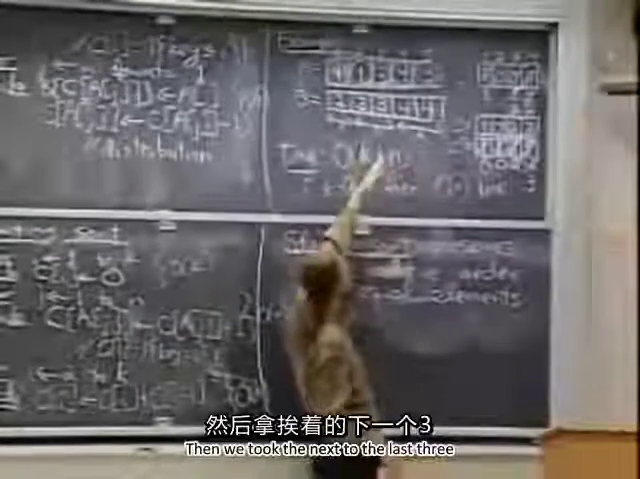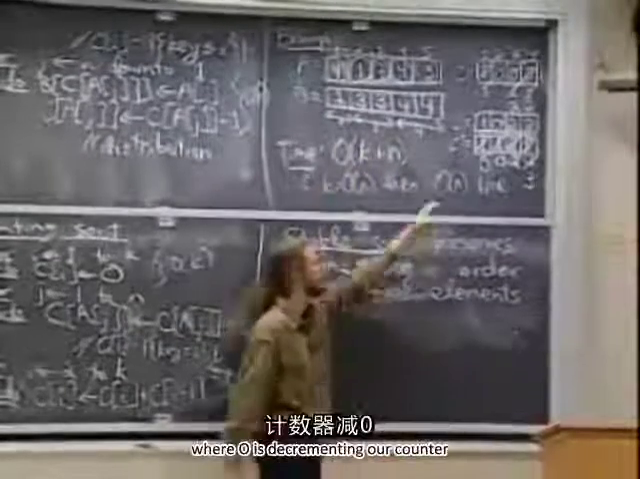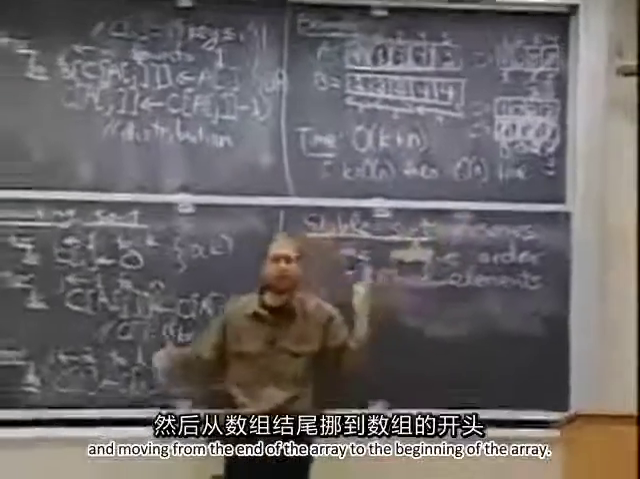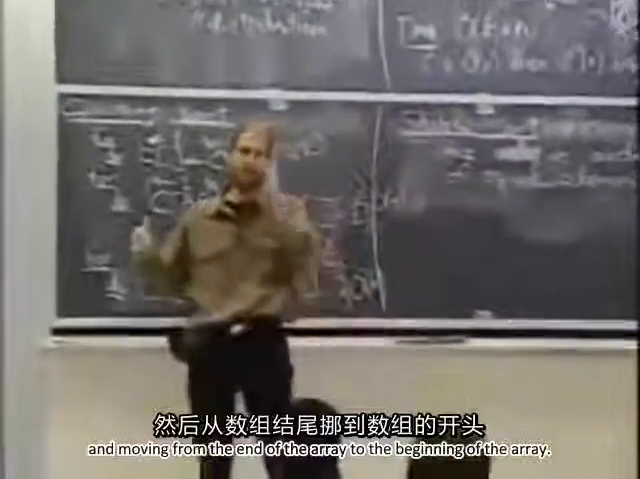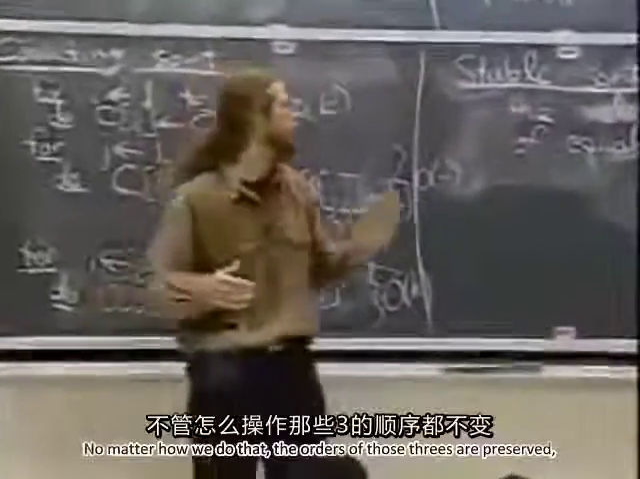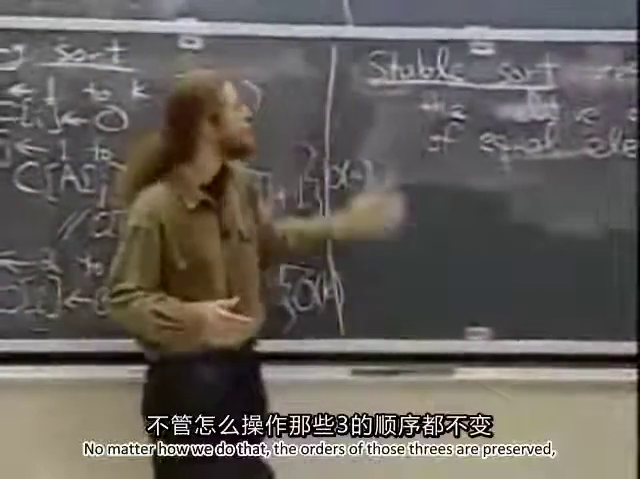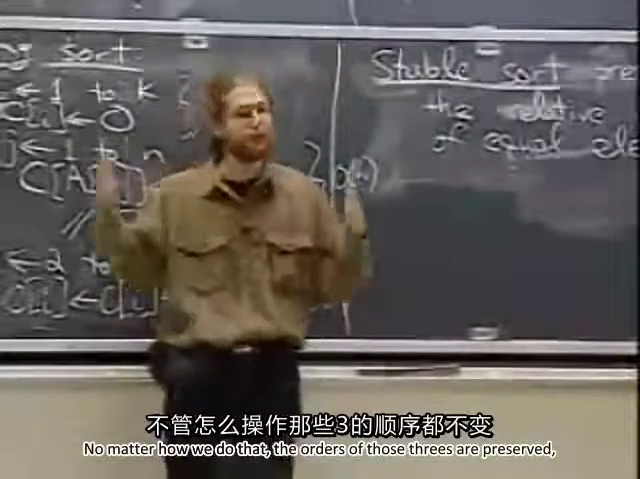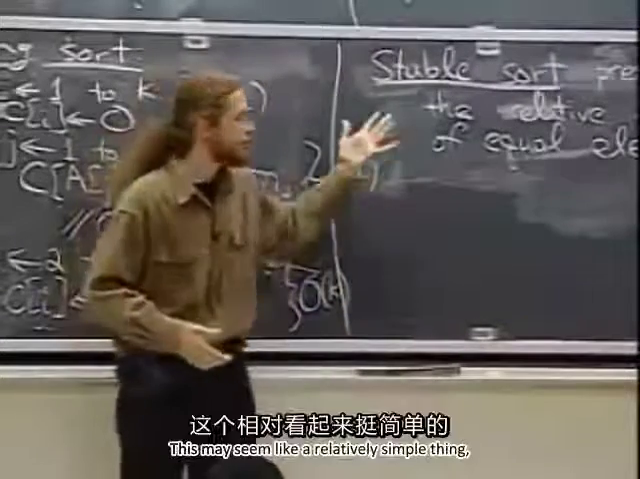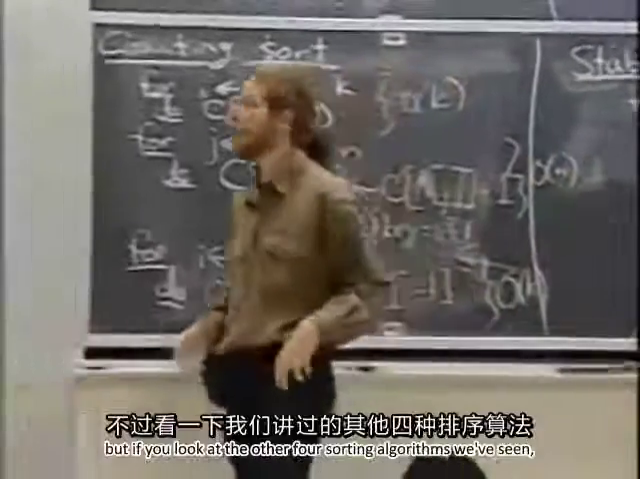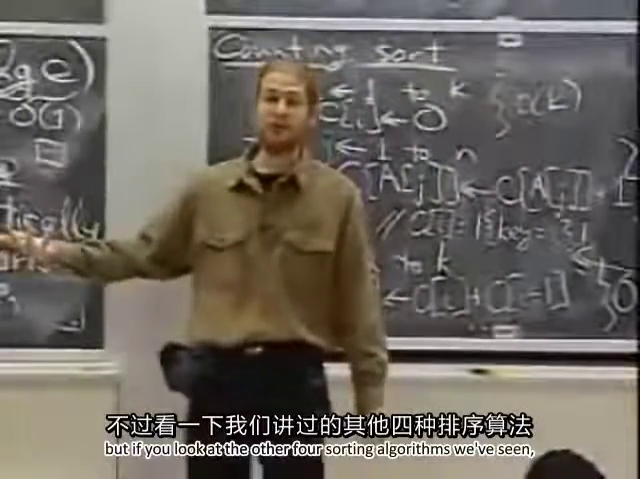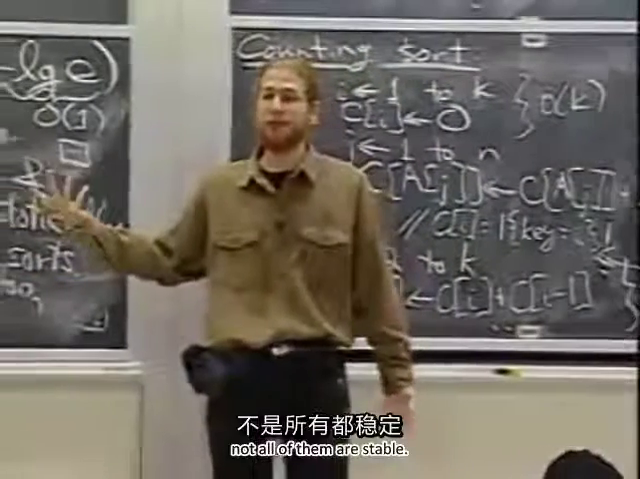Then we took the next to last 3 and we put it to the left of that. We're always decrementing our counter and moving from the end of the array to the beginning of the array. So no matter how we do that, the orders of those 3s are preserved. The orders of the 4s are preserved. This may seem like a relatively simple thing, but if you look at the other 4 sorting algorithms we've seen, not all of them are stable.